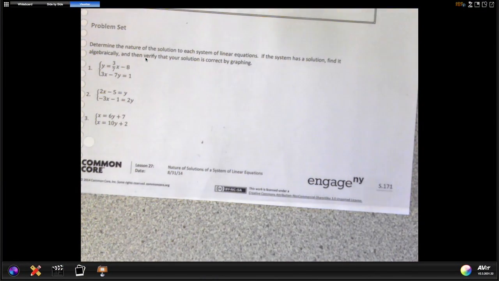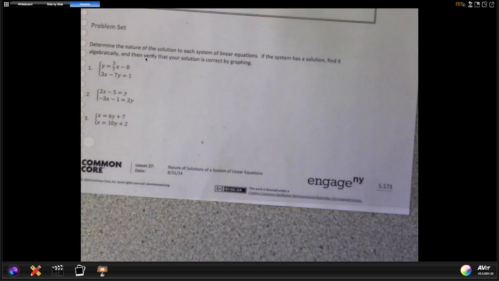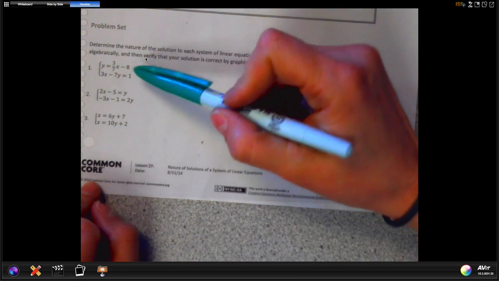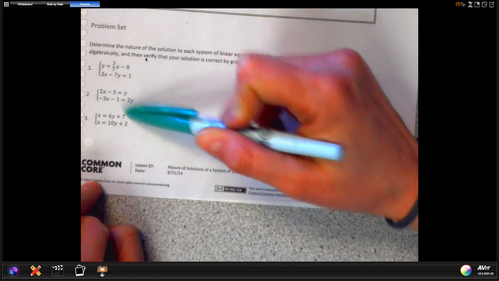Okay, hello and welcome to Module 4, Lesson 27 of 8th grade math. Today we're actually going to start on page 171 with the problem set since we did the notes for the lesson earlier in a previous video. So today we're going to take solving one step further by substitution, in that we're going to end up substituting a whole equation into another one.